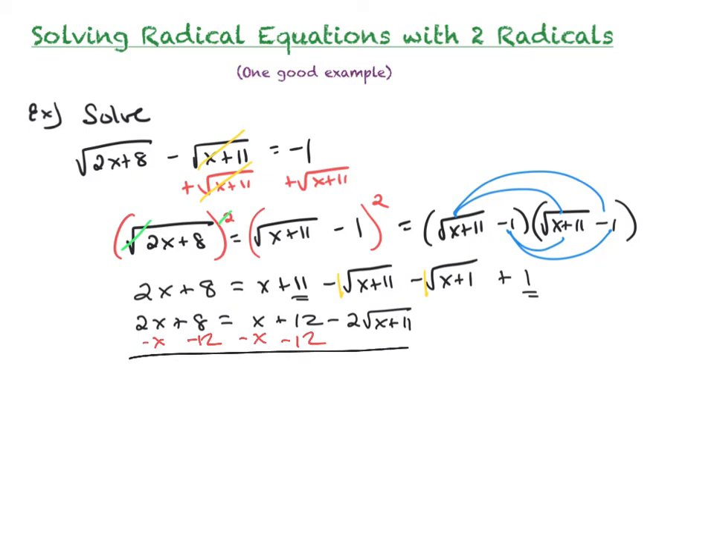So we should get 2x minus x is x. 8 minus 12 is negative 4. Then on the right-hand side, the x's and the 12's cancel, and we have equals negative 2 times the square root of x plus 11. Quick note, I cannot make this 12 minus 2 a 10 because they're not like terms. This 12 is a constant term, but this 2 is attached to the square root of x plus 11. They're not like terms. They're tempting to combine, but I cannot combine those.